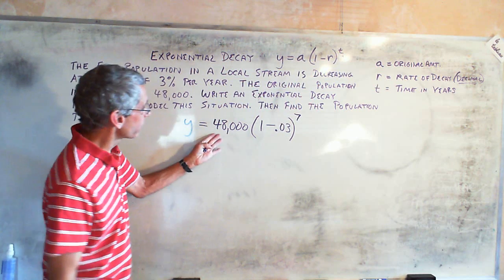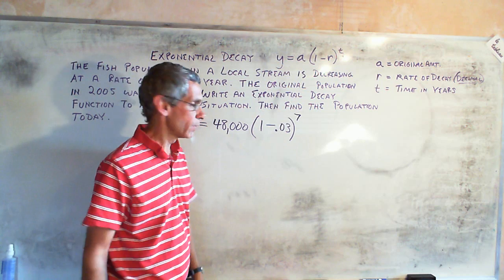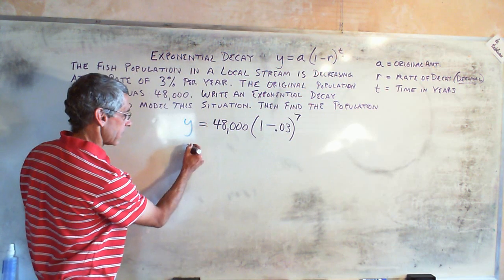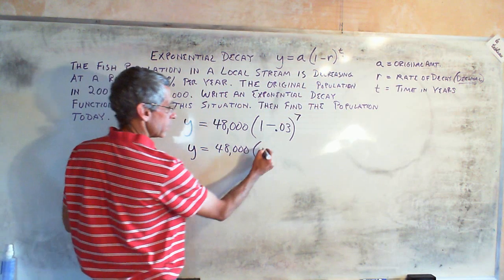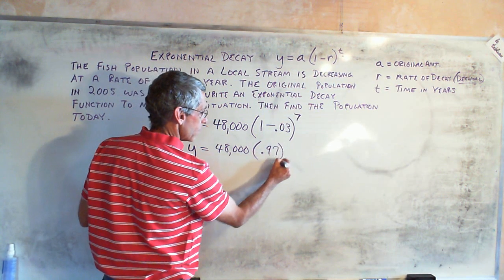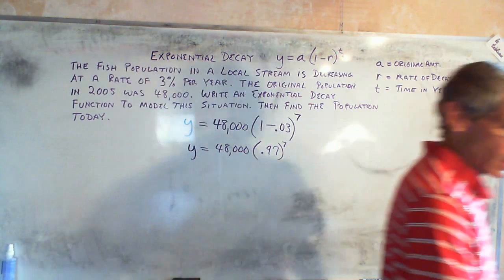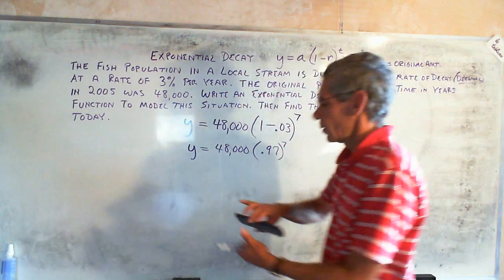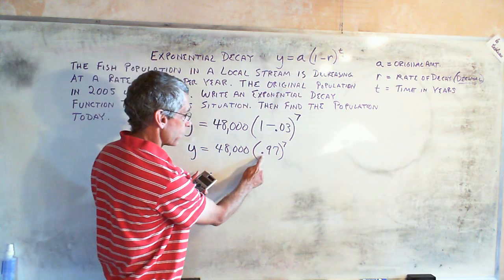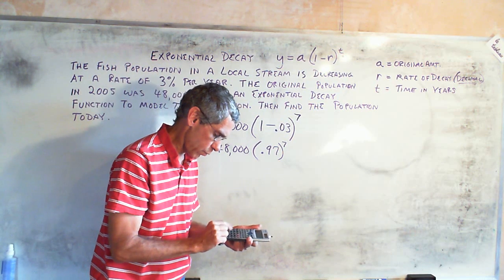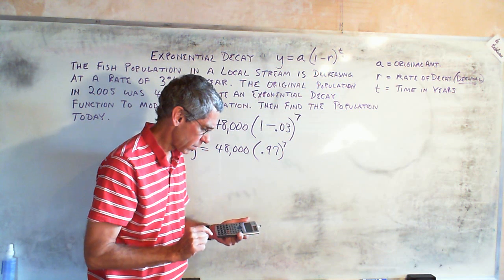Okay, so y is equal to 48,000 times parentheses 1 minus 0.03 raised to the 7th power. Now I've got to get that simplified, so we just figured out that y is equal to 48,000 times 0.97 parentheses raised to the 7th power. Now I find my calculator. I'm going to do 0.97 raised to the 7th power.